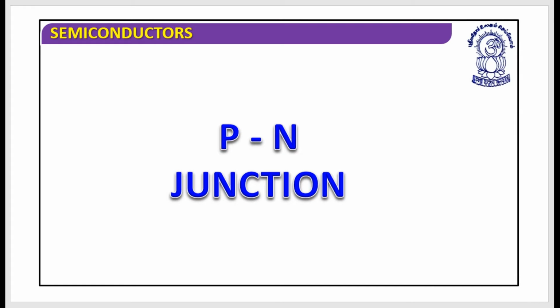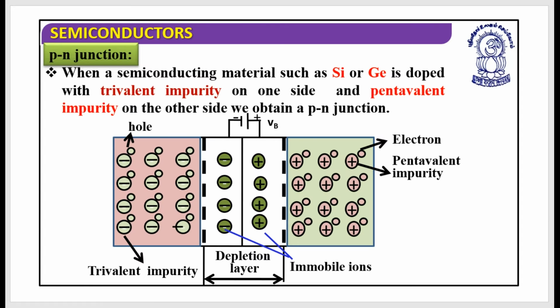In today's class we are going to discuss the PN junction. It's a P-type material, N-type material junction. Let's have a look at what a PN junction is. When a semiconductor material such as silicon or germanium is doped with a trivalent impurity on one side and a pentavalent impurity on the other side, we obtain what we call a PN junction.